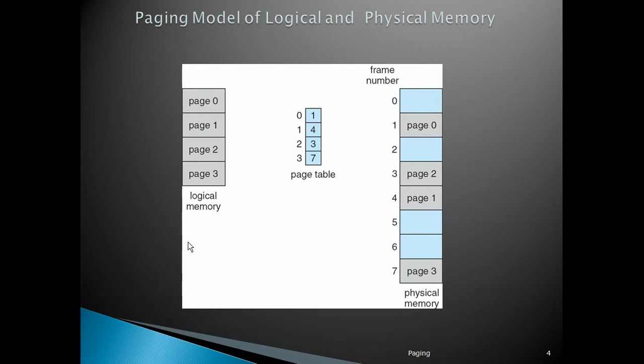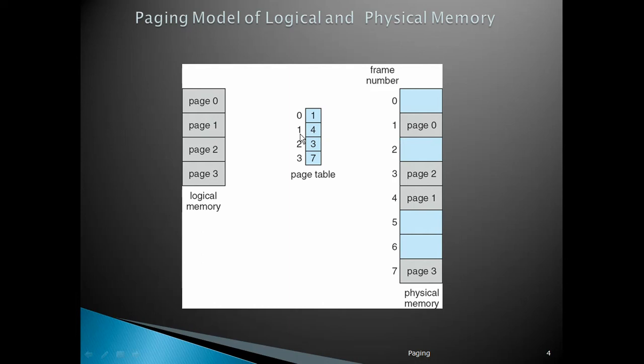Now here in this diagram, whenever a process wants to execute, it requires 4 pages. So the logical memory is divided into 4 pages, from page 0 to page 3. Now in the page table, these page numbers act as indices and the frame numbers are the contents of this page table. For example, for page number 0, frame number 1 is allocated. Now in physical memory, we can see frame number 1 contains page 0. So frame 1 is associated with page 0.